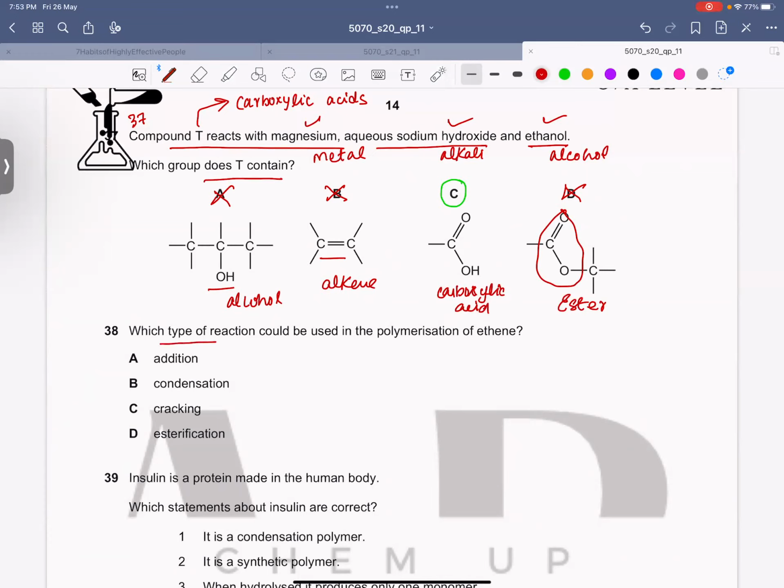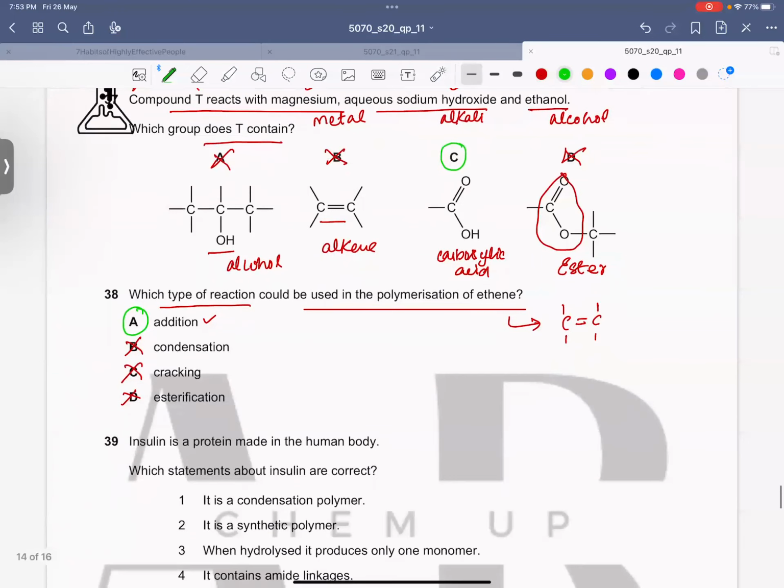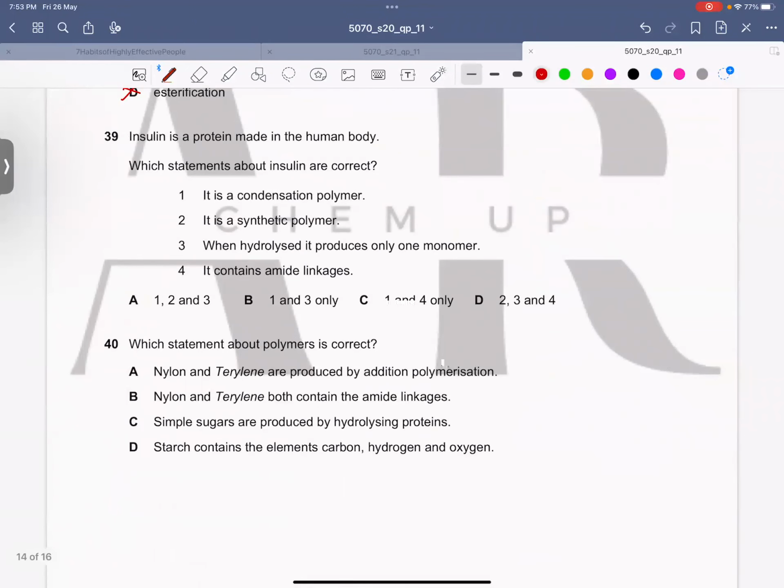Now, which type of reaction could be used in the polymerization of ethene? Ethene has a carbon-carbon double bond, and every molecule which undergoes polymerization and has a double bond will undergo addition polymerization. So B, C, and D are wrong answers, and A is the correct answer. You have to remember this: compounds containing a double bond, when they undergo polymerization, will undergo addition polymerization. Is this clear to everyone? Yes, sir.